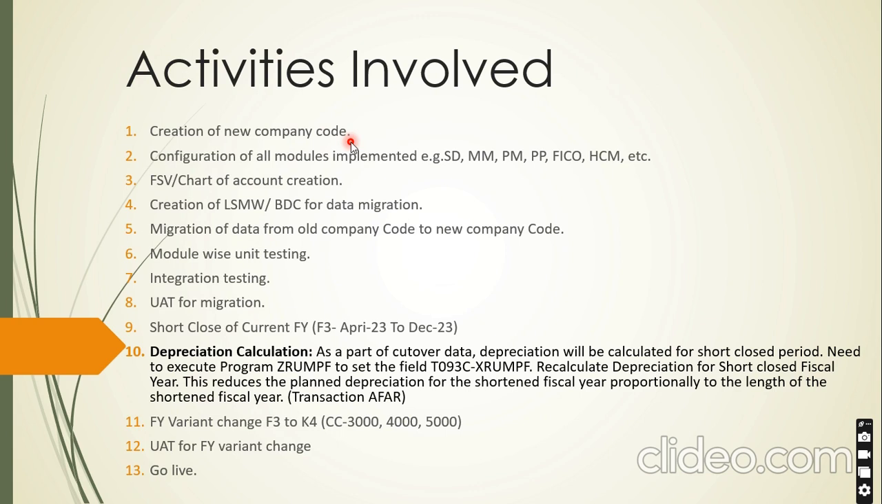And what activities are involved here? How many activities are involved? If you are approaching it with new company codes, that means creation of new company codes and configuration of all the modules implemented, for example SD, MM, PP, PM, FSV, HCM, etc., and FSV, fiscal year variant, chart of accounts creation, and creation of LSMW for data migration or BDC.